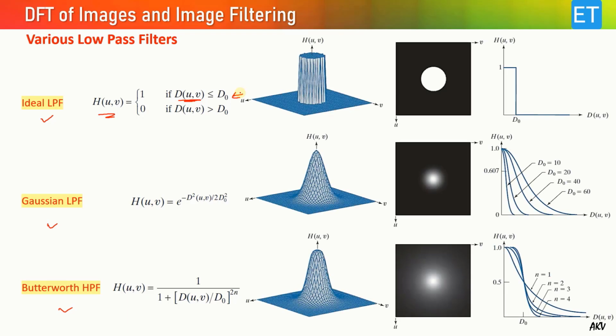I will explain by showing its shape, so here you can have a better idea. This is your filter from the top view, and this is its 3D view. So what is D0 actually? D0 here is its radius from the center.